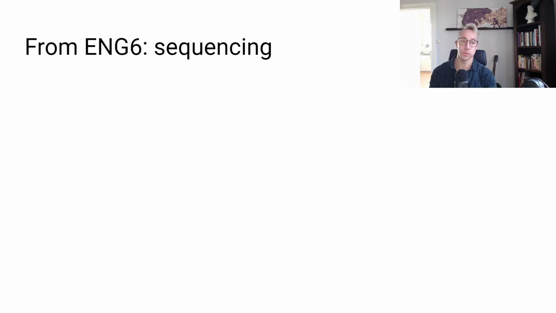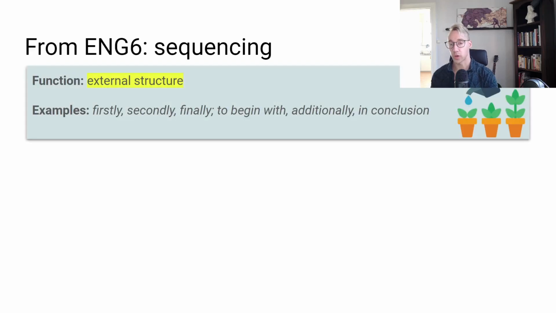Right, so let's look back in time, shall we? In this case, we're going to look at some of the skills that you most certainly were taught during English 6. And these are relating to sequencing. Sequencing is a way to construct external structure. External structure, in case you're not certain what that is, relates to the framework of written or spoken English.